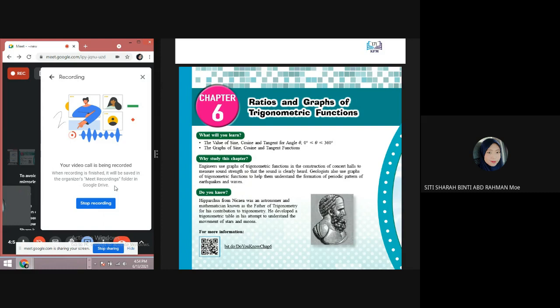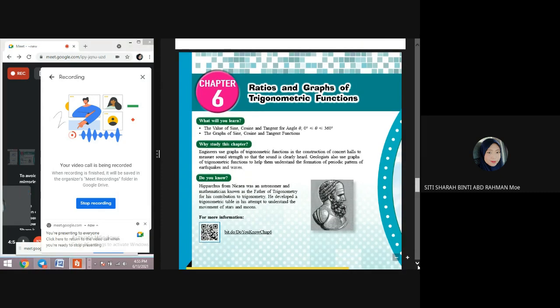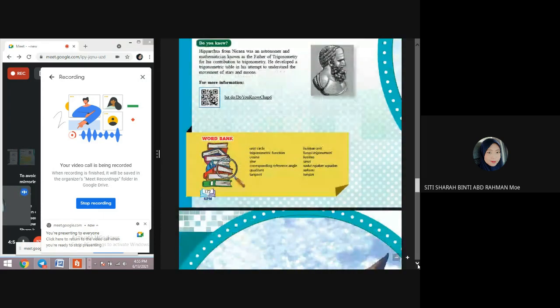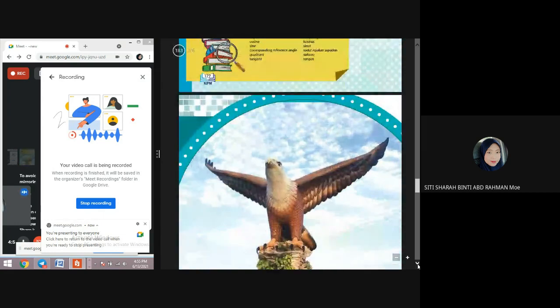So in trigonometry, we need to learn about sine, cosine, and tangent. So let's go through here. Okay, I skip the history first. So let's look at the Cartesian plane.